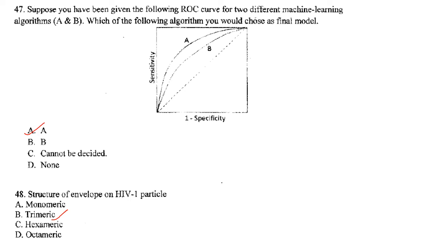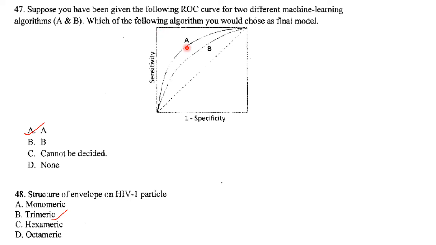So the next one. Suppose you have been given the following ROC curve for two different machine learning algorithms A and B. Which of the following algorithms would you choose as the final model? The ROC curve is the relation between specificity and sensitivity. If the curve is close to the top left corner, over here, that indicates a better performance.